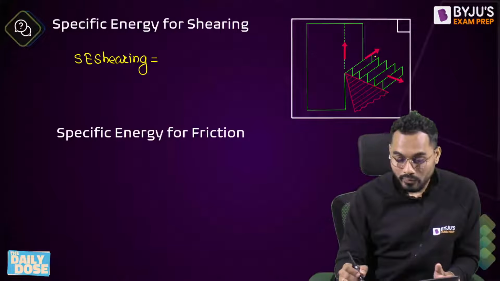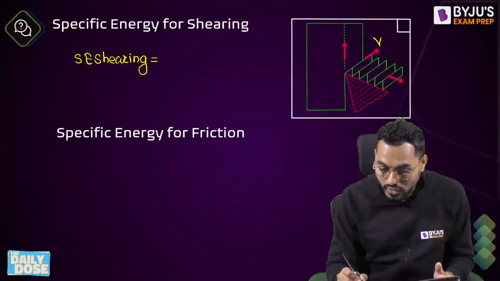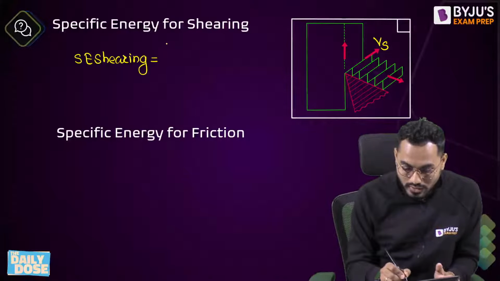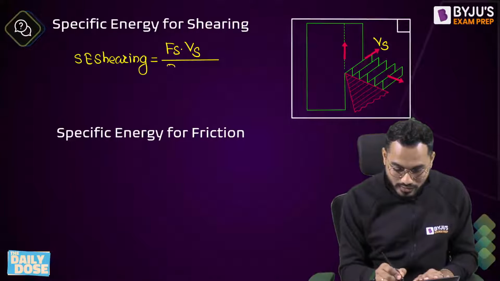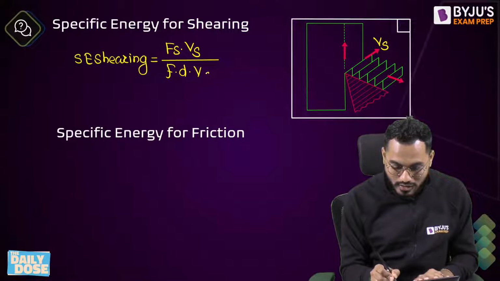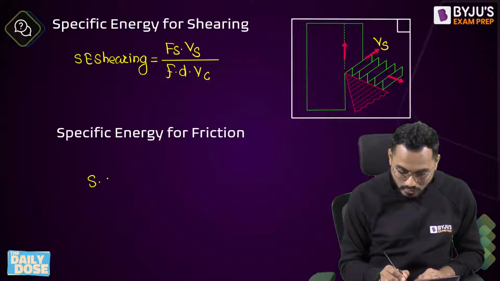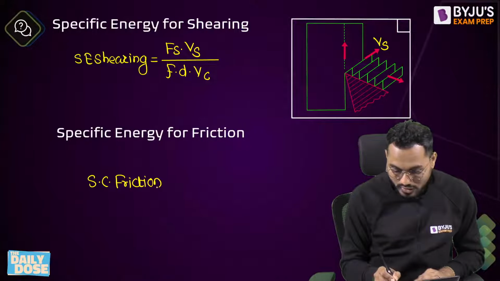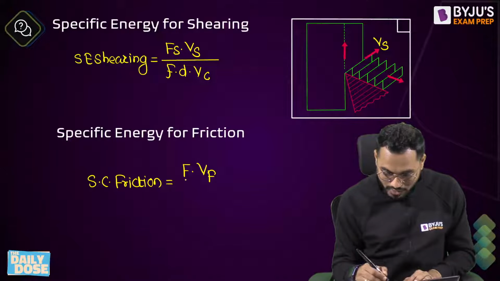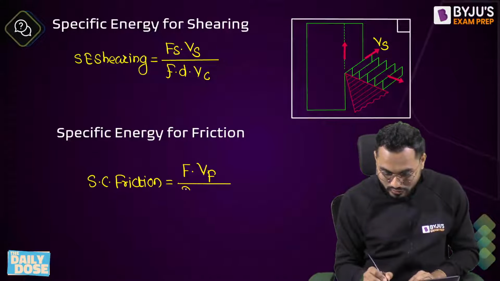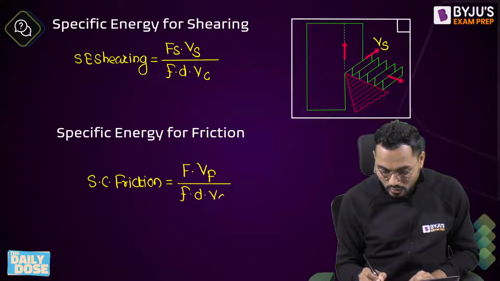What is shearing power? It is nothing but shear force multiplied by shear velocity, that is shear force Fs into shear velocity Vs, divided by what? Feed into depth of cut into cutting velocity. Similarly, the specific cutting energy of friction is exactly equal to frictional force F multiplied by chip flow velocity divided by material removal rate, again feed into depth of cut into cutting velocity.